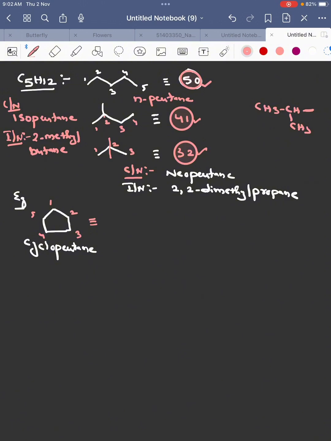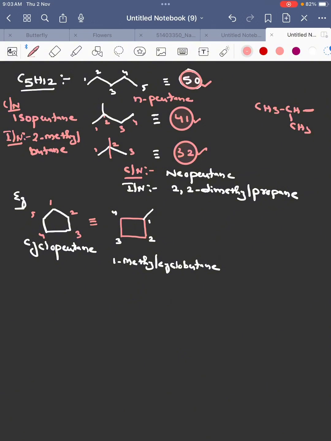Now what I am going to do is, I will keep 4 carbons in the parent chain, and 1 carbon must be as a side chain. So allot the numbering 1, 2, 3, 4. So what is the IUPAC name? It is called 1-methyl. 1-methyl cyclobutane.